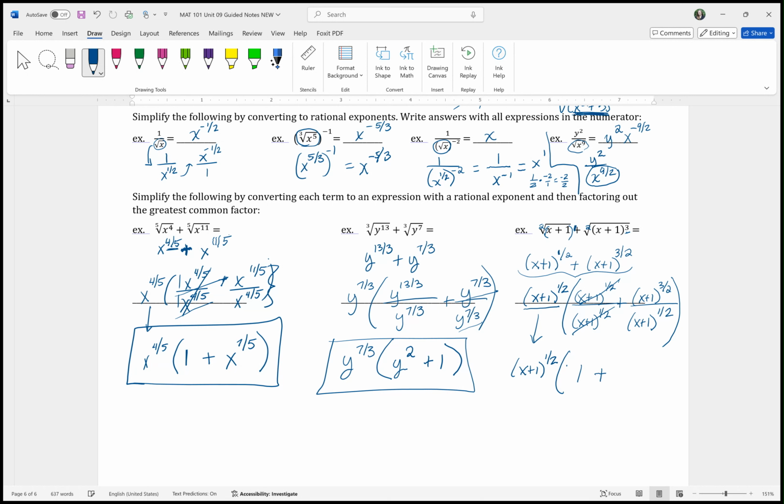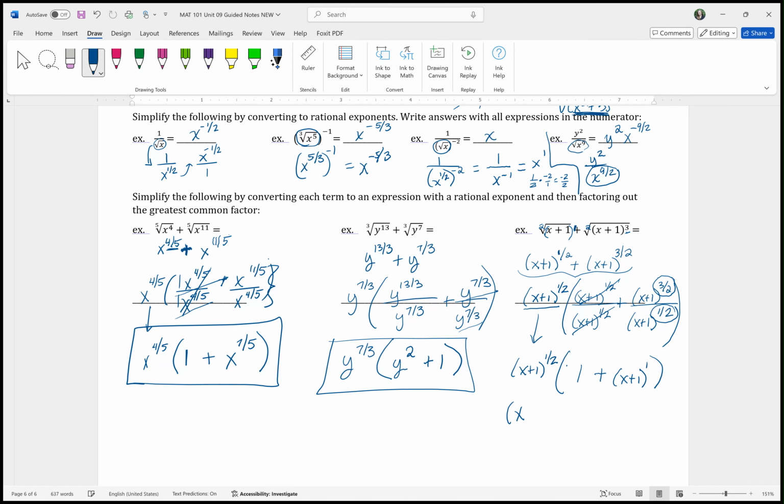Plus x plus 1 to what power? Well, we're still subtracting here. 3/2 minus 1/2. So what is 3/2 minus 1/2? Well, if you do that in the calculator, you're going to get 2/2. And 2 divided by 2 is 1. We'll simplify that in the next step.